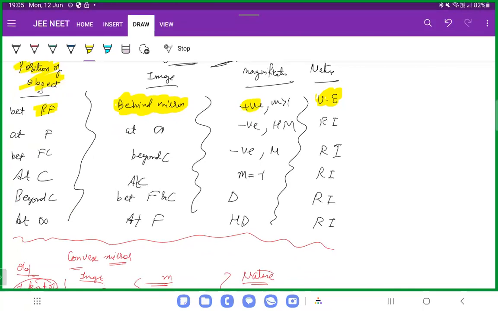Okay, so object will be positive. Magnification will be positive. That means it will be more than one. Positive means virtual erect. If it is negative, it is real inverted. You'll get a real inverted image and it will be highly magnified. This will be magnified when it is beyond C. And again, real inverted. Except the one case between pole and focus, remaining all are real inverted images.